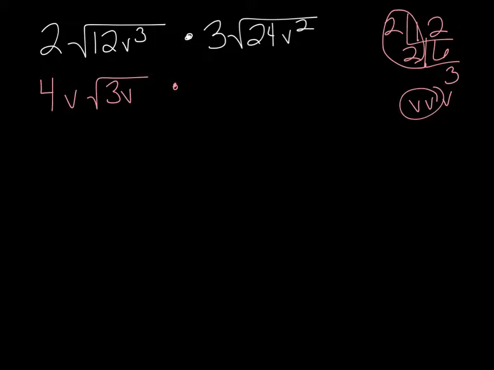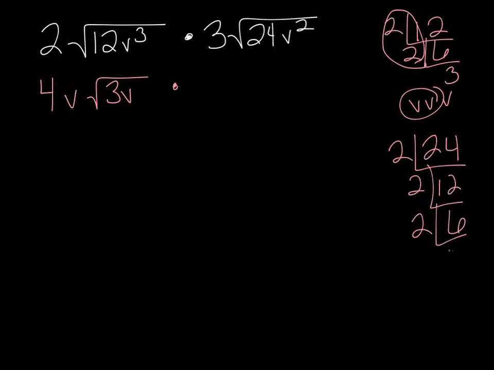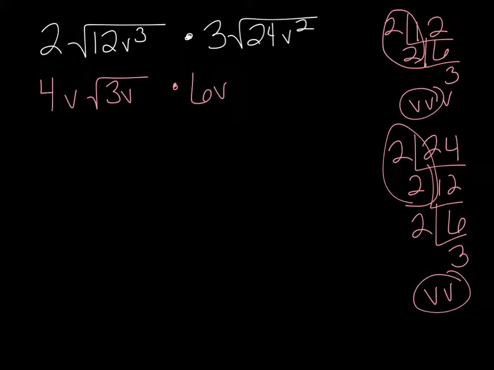And then the 24v squared. 2 times 12. 2 times 6. 2 times 3. So again, there's a pair of 2's and a pair of v's. And there's already a 3 out. So 2 times 3 is 6, and then the pair of v's. And then we have a 2 times 3 left over, which is 6.